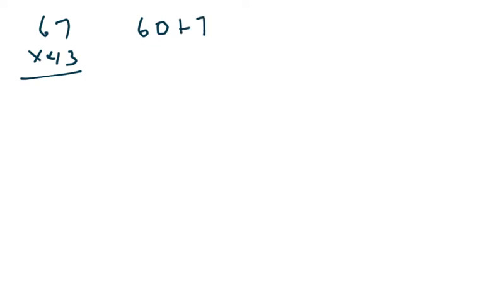60 plus 7, 40 plus 3. But I'm going to do the mental math again as we go along. But I'm going to start over here on the right side. Okay, here we go. 3 times 7 is 21. 3 times 60, 3 times 6 is 18, it's tens. Okay.